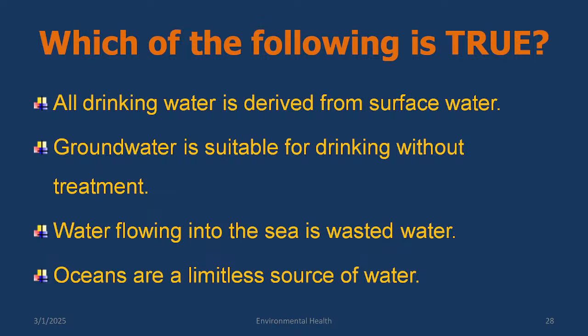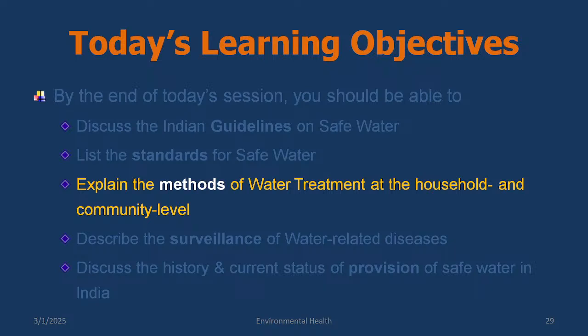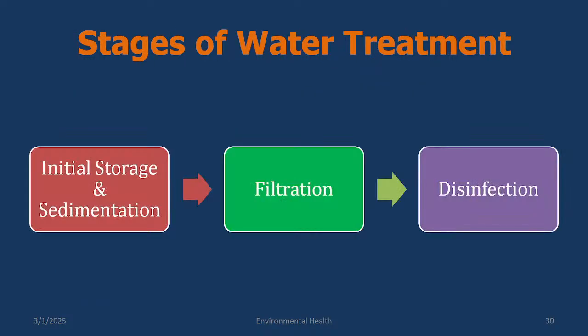There are methods, but they are very, very costly, usually prohibitively costly. Desalination. So I'm not going to talk about desalination. Now, quickly see the methods of water treatment. The stages of water treatment would be: initially the water has to be stored. Then sedimentation happens. After sedimentation, the water has to be filtered, and finally disinfection has to be done. After disinfection, the water is stored again and then distributed.